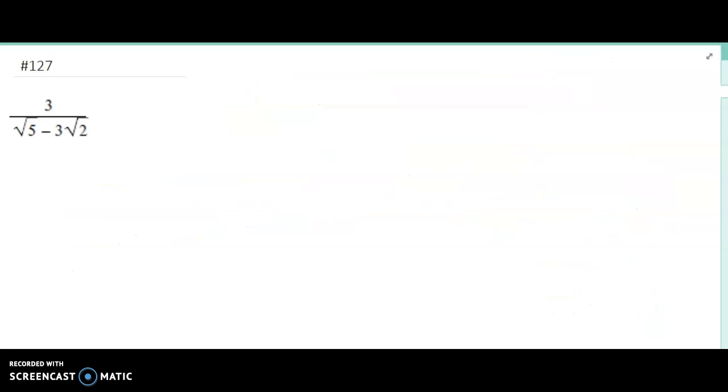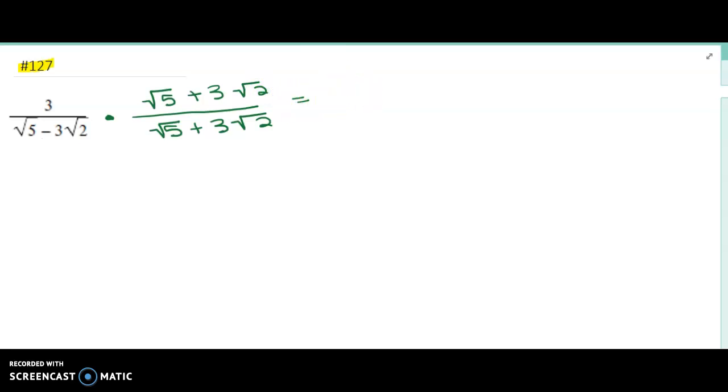All right, let's look at problem 127 now. Same thing. I want to find the conjugate of the denominator. So when I find the conjugate of the denominator, all I'm going to do is replace this minus sign with a plus. So it's going to be square root of 5 plus 3 square root of 2. But if I do it on bottom, I have to do it on top. Square root of 5 plus 3 square root of 2.